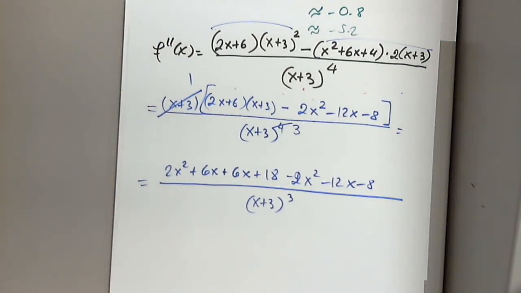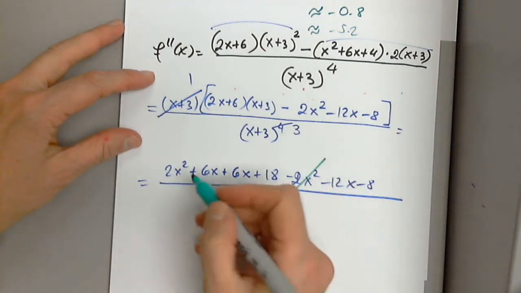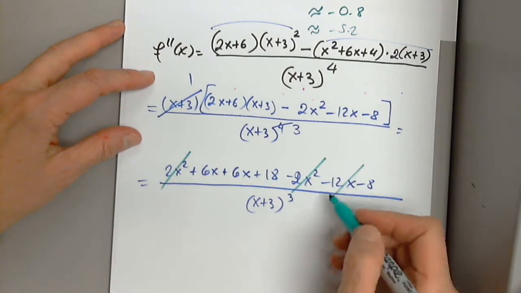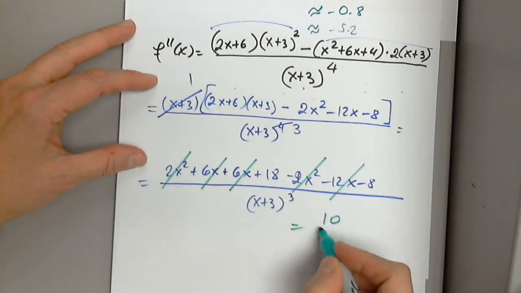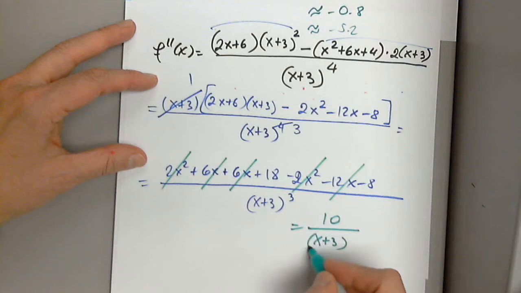And that's really nice. They probably walked their way back. So these two go away. Wow, these 3 go away. So the numerator is 10 divided by x plus 3 to the third.